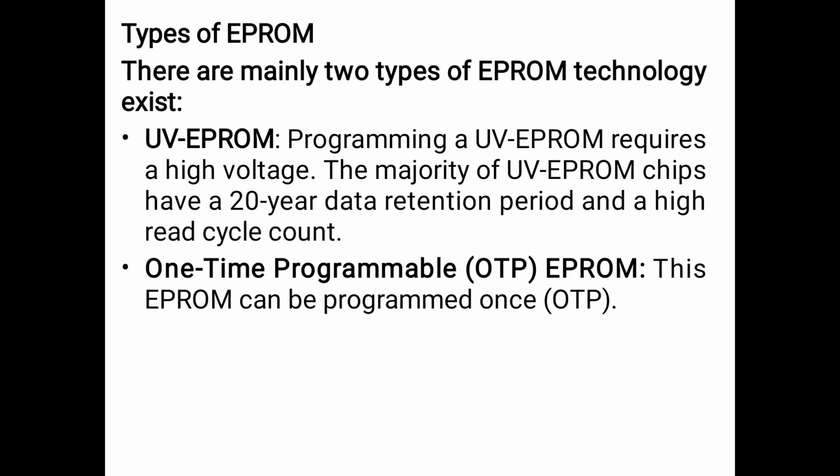Types of EPROM. There are mainly two types of EPROM, UV EPROM and one-time programmable EPROM. Programming a UV EPROM requires a high voltage. The majority of UV EPROM chips have a 20-year data retention period and a high read cycle count. One-time programmable EPROM can be programmed only once.